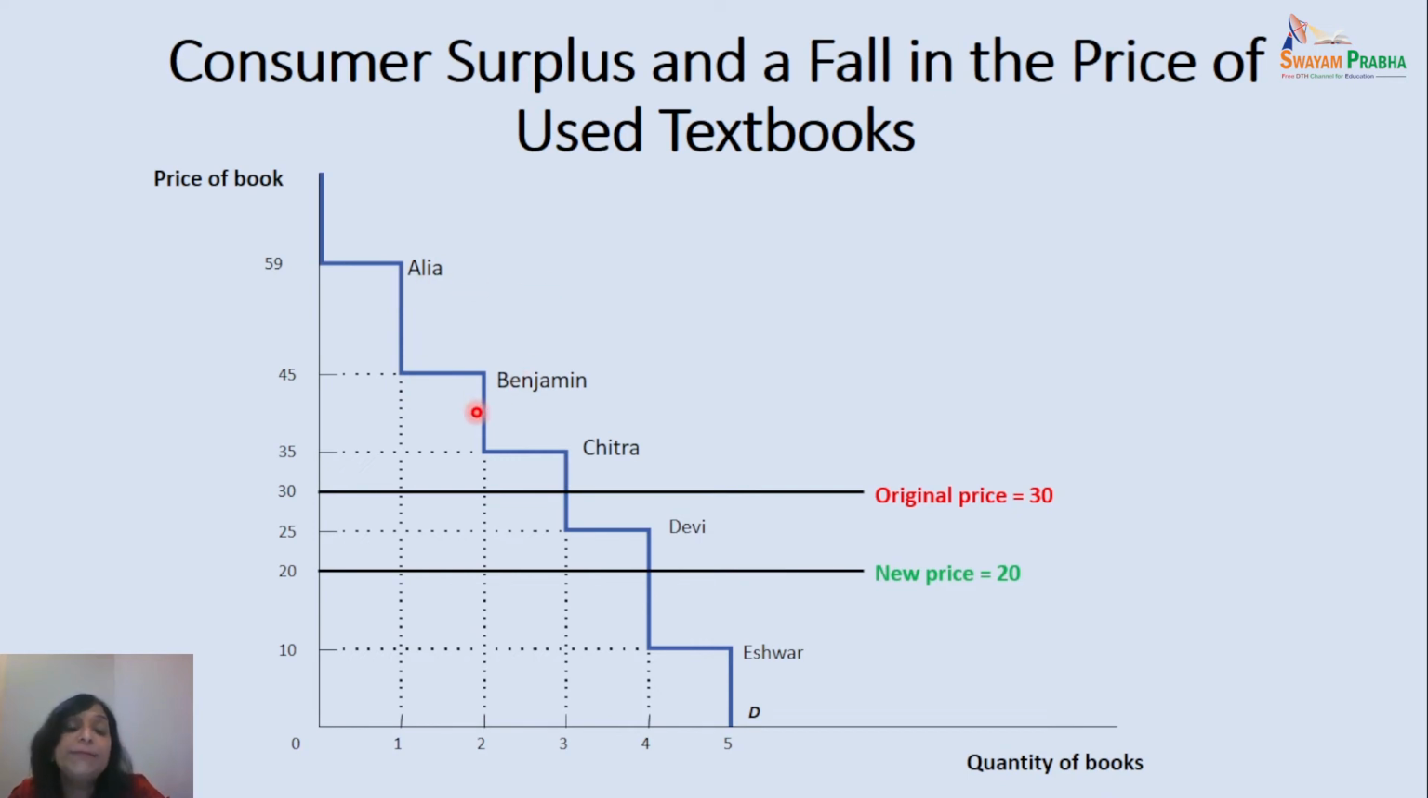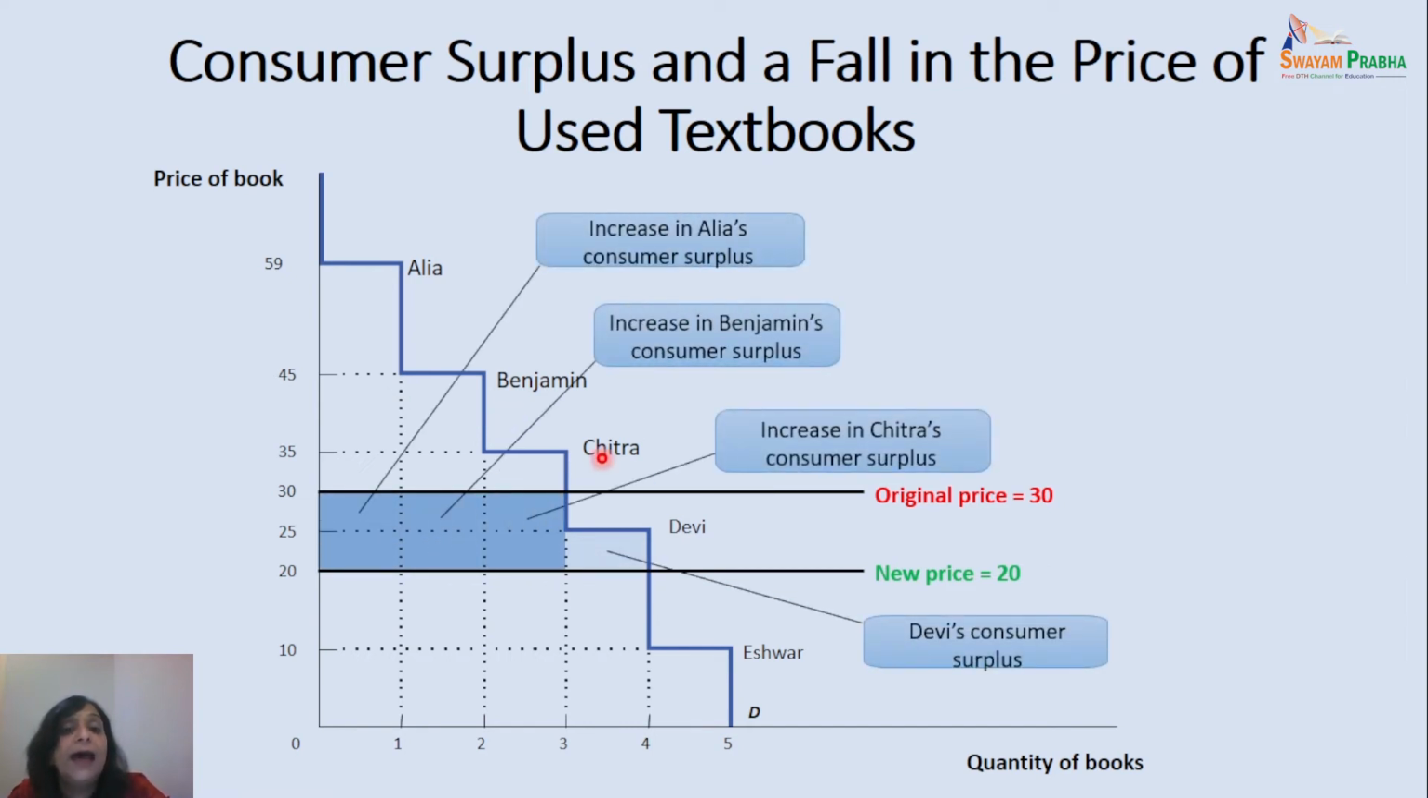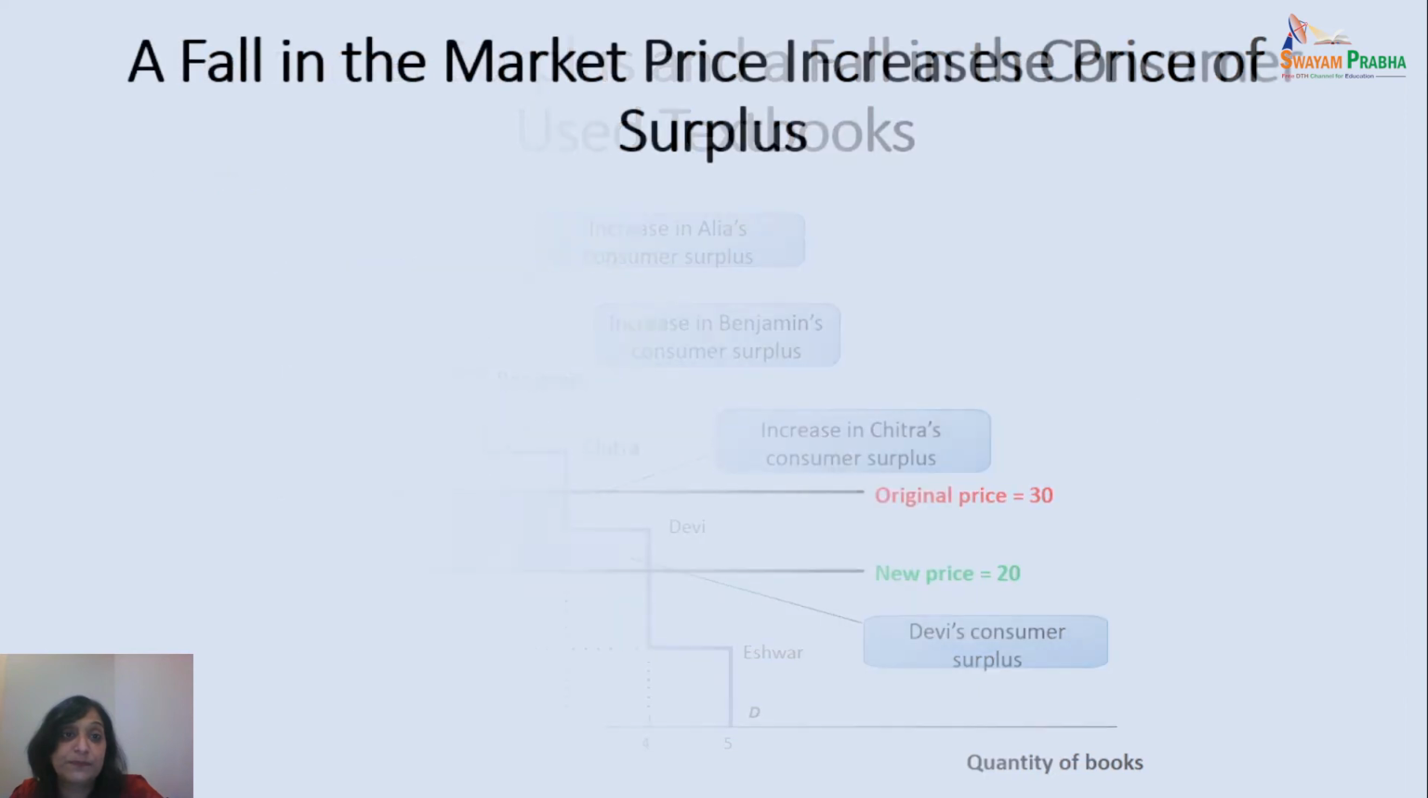So with the fall in price of used textbook, the overall consumer surplus has increased by having new consumers of the product, in our case Devi, and by increasing the consumer surplus of the existing buyers, that is Alia, Benjamin and Chitra. So, a fall in the price of the used textbook has overall increased your consumer surplus.